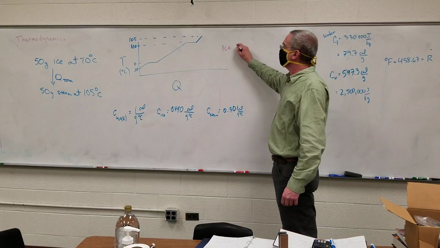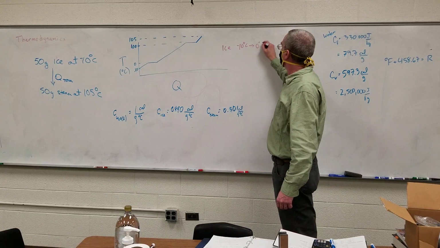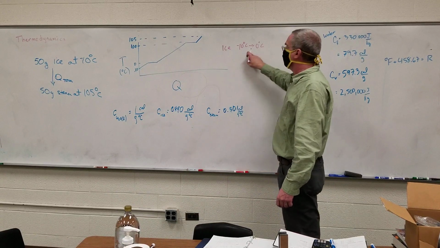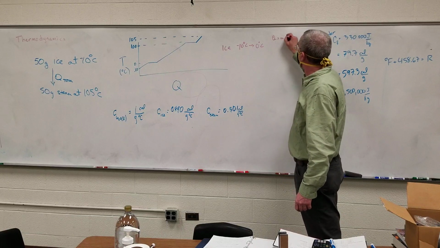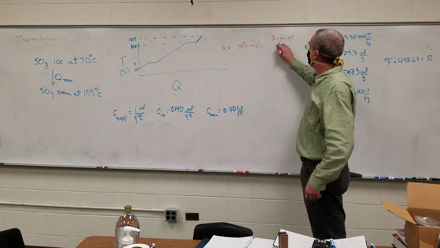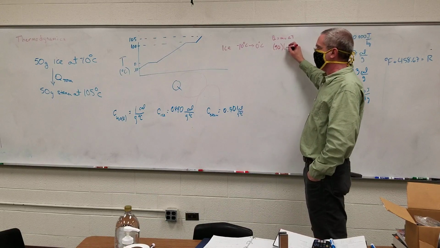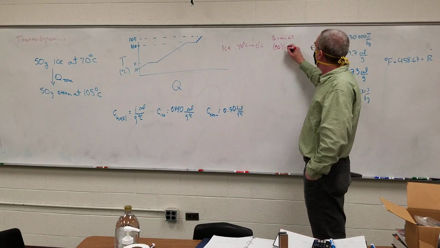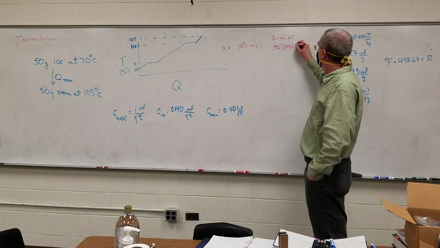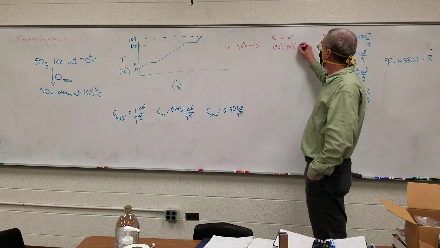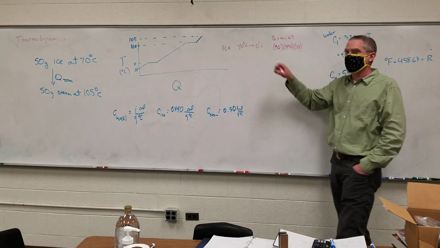All right, so we're going to do ice from negative 10 degrees Celsius to 0 degrees Celsius. Because this is dealing with a change in temperature, we're using Q equals MC delta T. So the amount of energy would be the mass, which is 50, times the specific heat of ice, 0.490, times the change in temperature, which will be 10 degrees Celsius, because I'm going from negative 10 to 0.